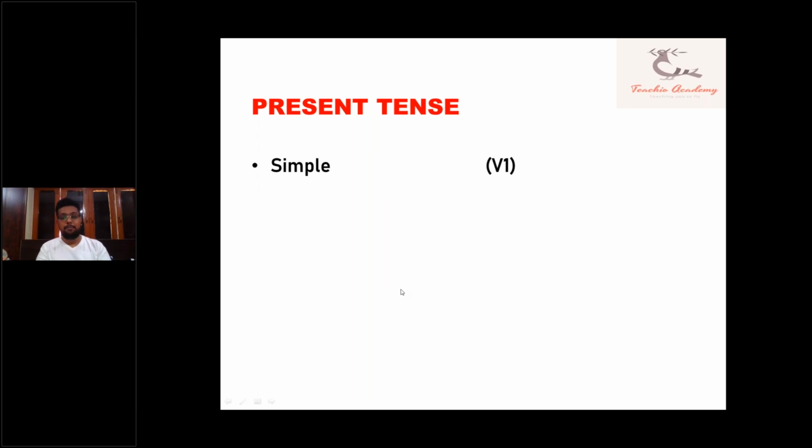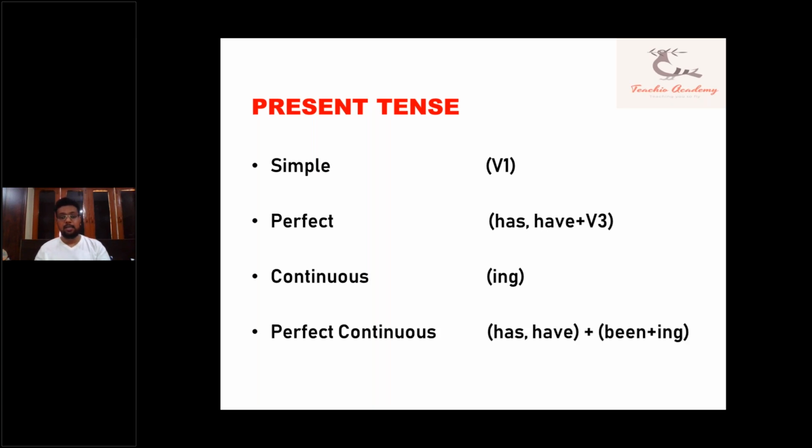So there are four types of the present tense. The first one is the simple present tense. The second is the present perfect. The third one is present continuous, and the fourth one is the present perfect continuous. So ladies and gentlemen, how do we know whether a tense is a simple present, a present continuous, a present perfect continuous, or a present perfect tense?